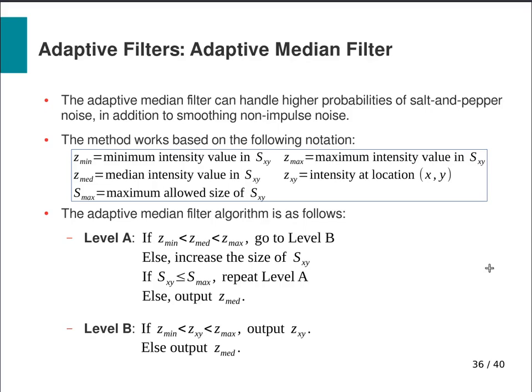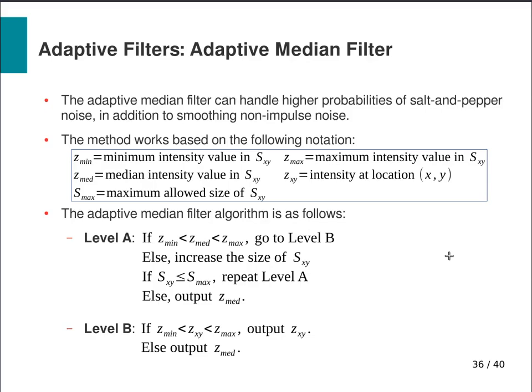So just from these parameters, you see that we have S max, the maximum allowed size for SXY. So you can conclude that one of the things that we work with to make the median filter better is changing the size of the neighborhood. The adaptive median filtering contains two levels. In level A, what we do is check the median value of the neighborhood to see if it falls between the minimum value of the intensity and the maximum value of the intensity inside that neighborhood.